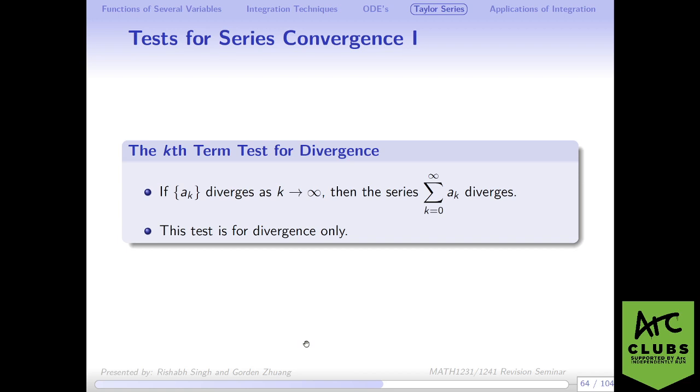So this is a test strictly for divergence. This is saying that if the terms of a sum diverge, then the series composed of this sequence will diverge. And this only tells us divergence. We can't use it for convergence.